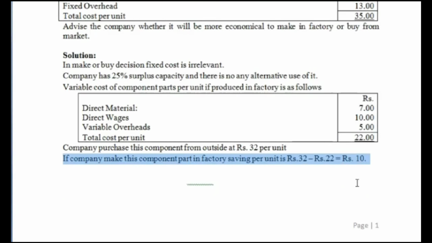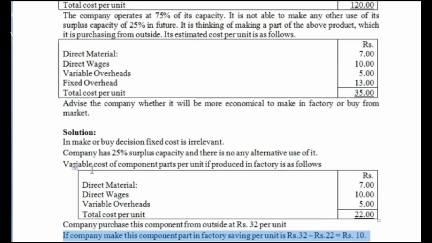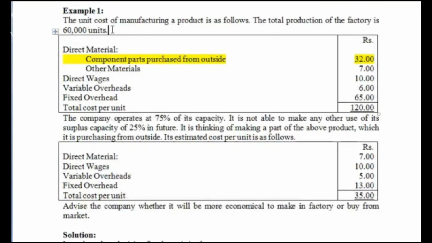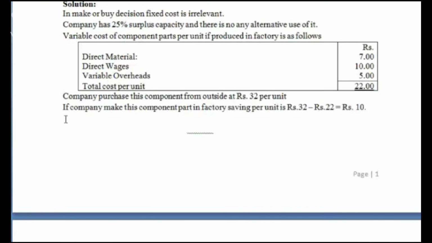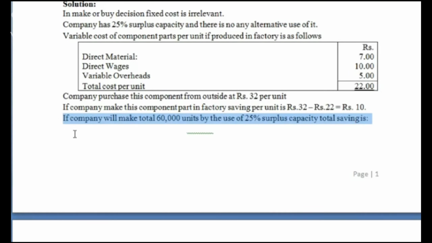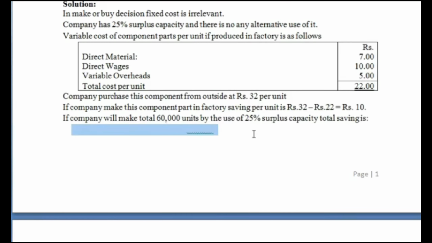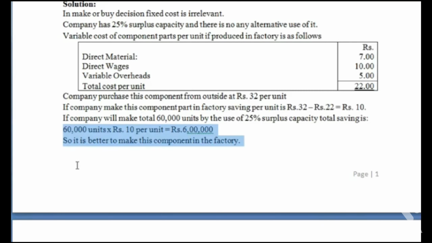Correct or not? Yes, sir. Okay, so if 10 rupees is the saving and the total requirement of the factory is 60,000 units of the main product, and this component part is used in it, then on 60,000 units annually, how much can you save in total? 6 lakh rupees. If the company makes 60,000 units by using the surplus capacity of 25%, then the total saving is 6 lakh rupees. So it is better to make this component part in the factory. This is your decision.